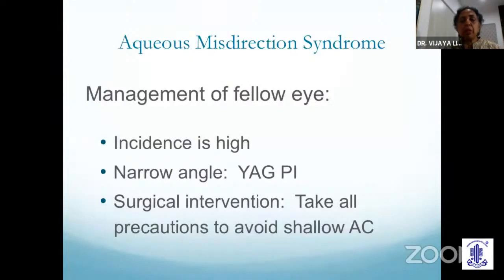And coming to the other eye management, once it happens in one eye, the chances of it happening in the other eye is very high. If there is narrow angle, aqueous to be done. Whenever surgical intervention is needed in that other eye, we have to make sure that we take all the precautions to avoid any sudden shallowing of the anterior chamber. So you have to form the chamber well on the table.